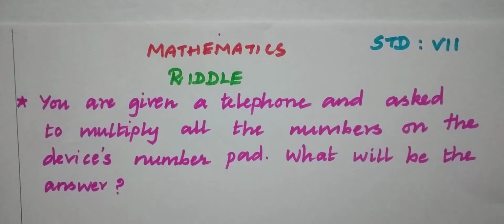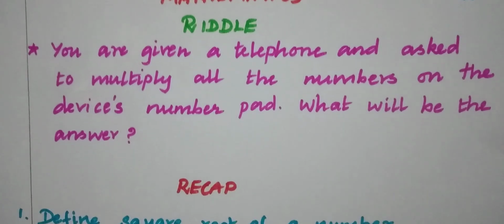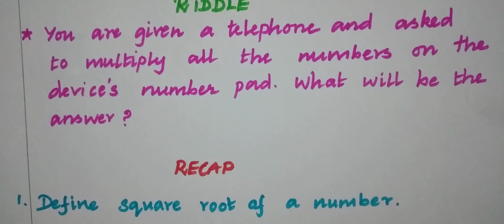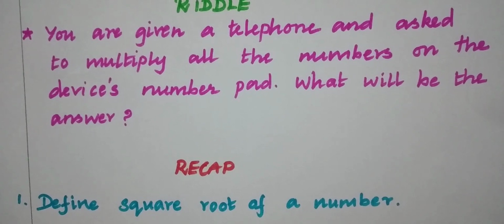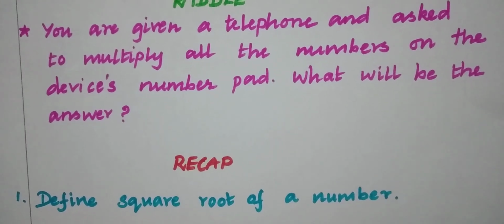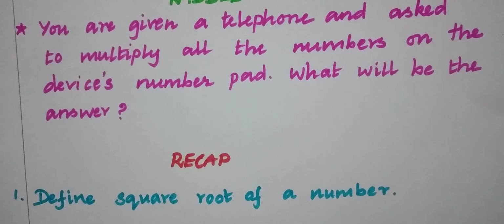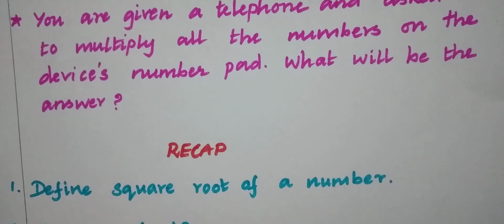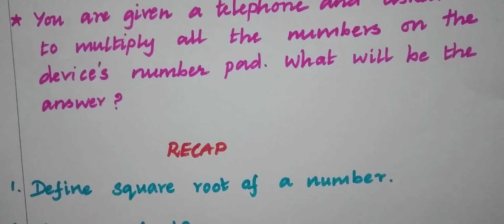In the previous class, we have learnt about the square root of a number. Let us have a small recap. Define the square root of a number. If n and a are two numbers such that n is equal to a square, then a is called the positive square root of n and denoted by root n.